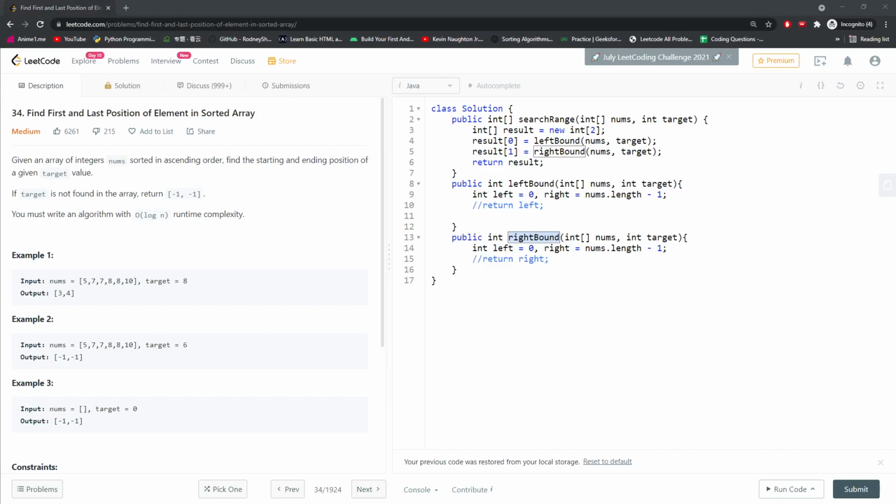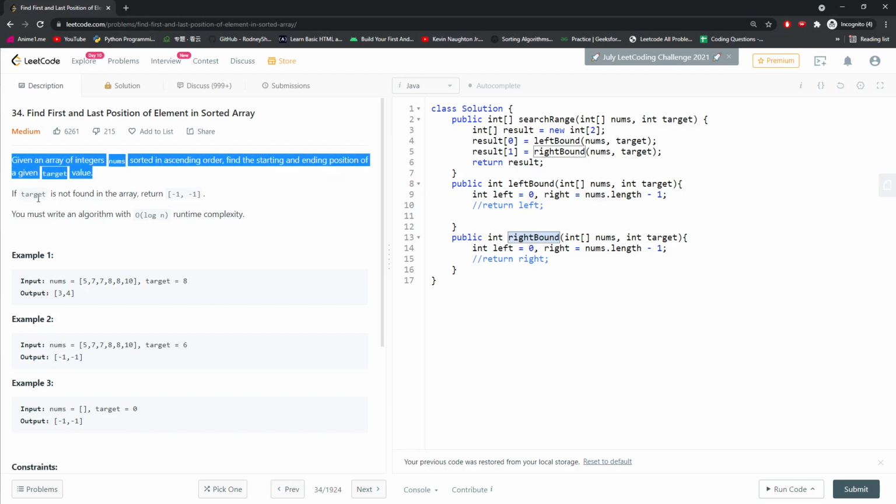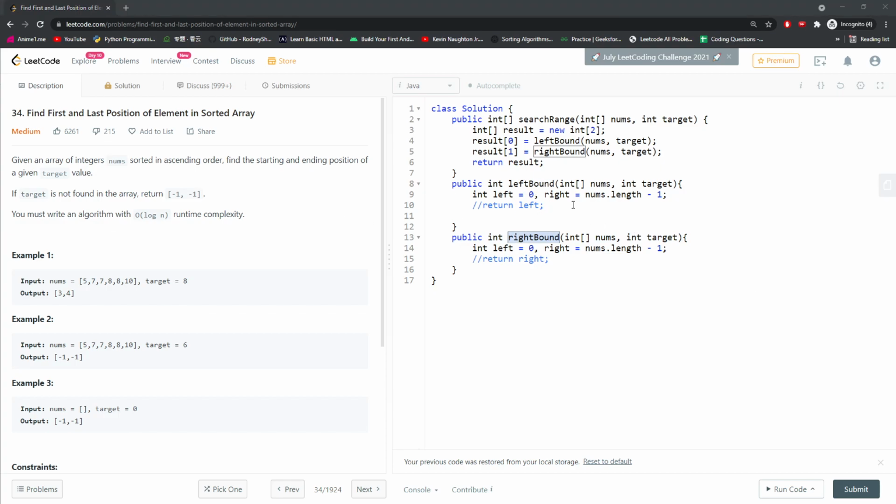Okay guys, so let's talk about find first and last position of element in sorted array. You are given an array of integers nums sorted in ascending order, and you need to find the starting and ending positions of a given target value. If your target is not found in the array, just return -1. The starting position I'm going to call the left bound, and the ending position the right bound. And if it is not found I'm going to return -1.